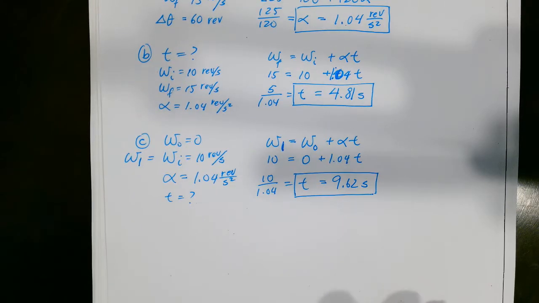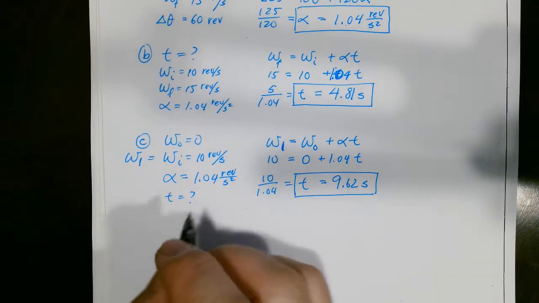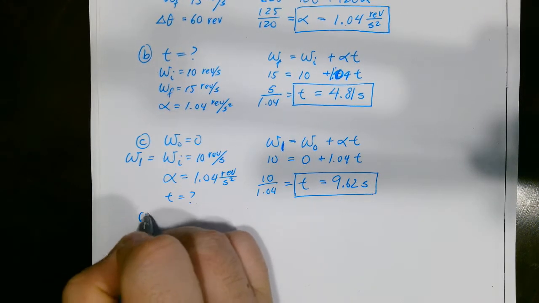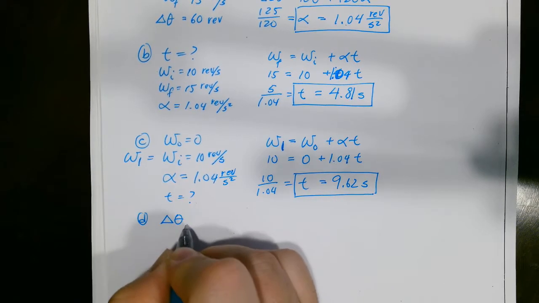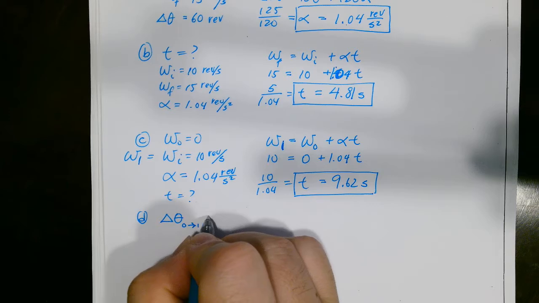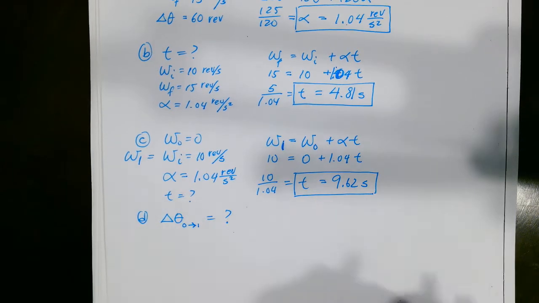All right, so that wasn't that bad. And what about part D? The number of revolutions from rest until the disk attains 10. Now they want to find out what the delta theta from 0 to 1 is, which is what they want to find.